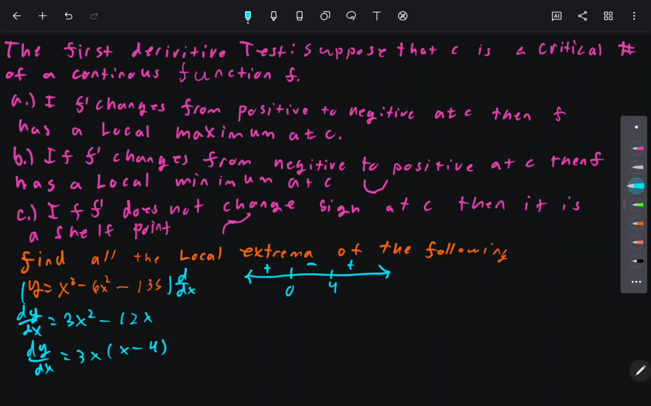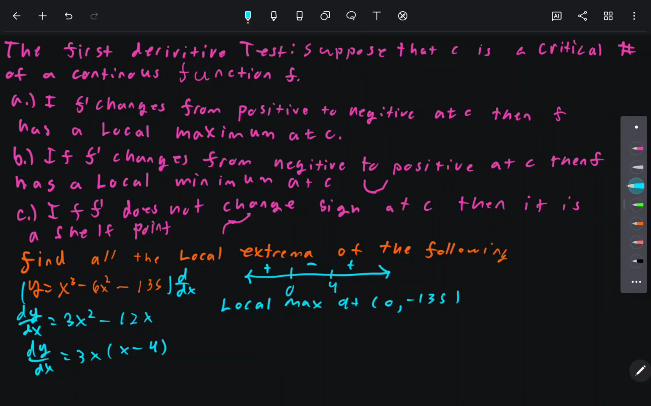Well, we have a critical number here at 0. So if f changes from positive to negative at c, then f has a local maximum. So we know that there's a local max at x equals 0, and we'll have to plug this into our original function. It looks like that will be -135. So 0, -135. Whenever you're giving local maximums, remember that you have to give the point. If you're giving absolute maximums or global maximums, you have to give the y value.